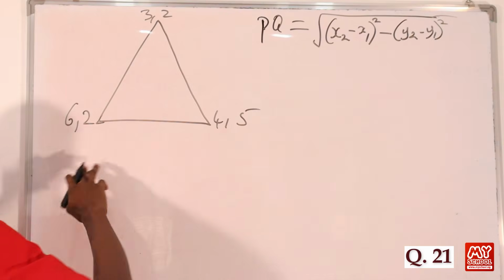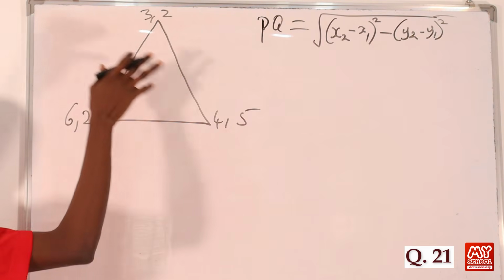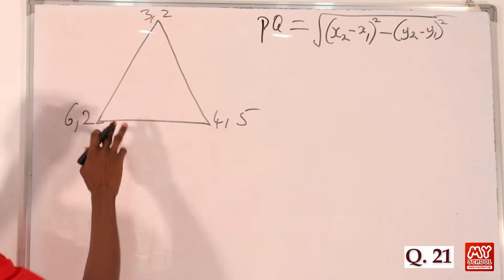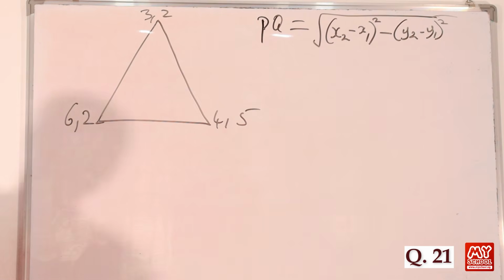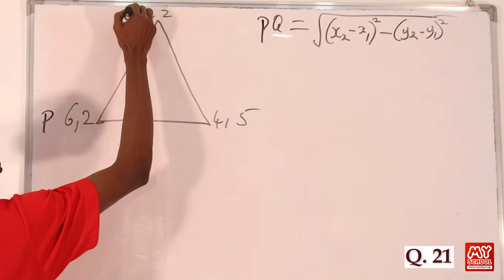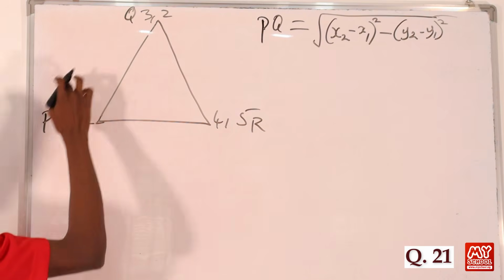Okay, so that's what we are going to be using to find the length of each side of the given triangle. So let's start with this point. Let's call here P, here Q, and here R to make it easy for us. So let's calculate the distance between PQ.